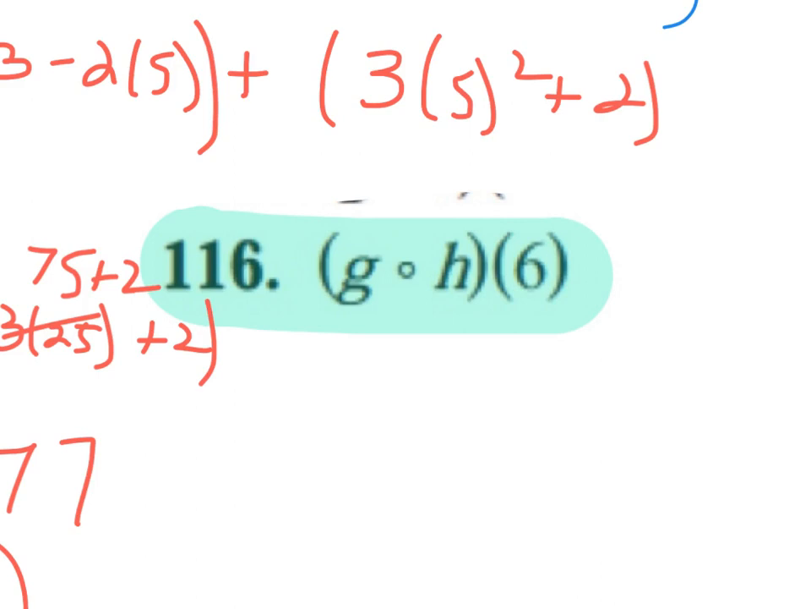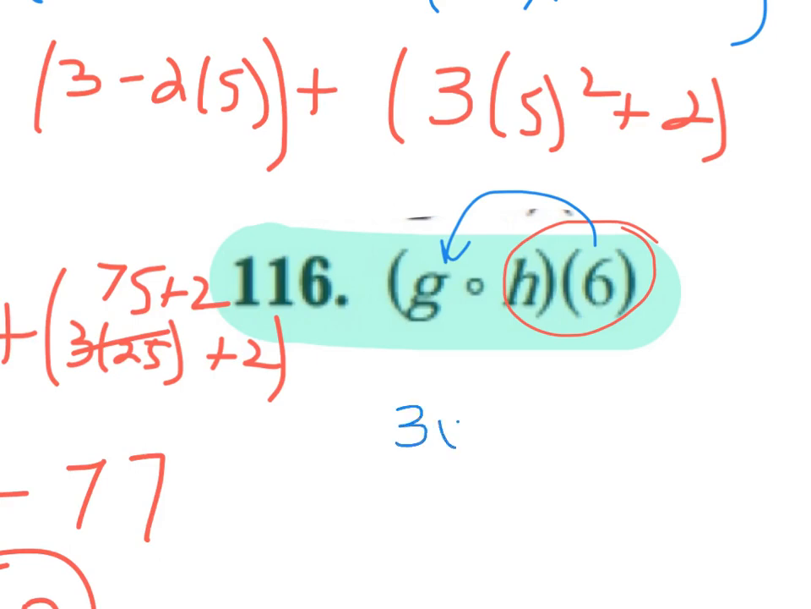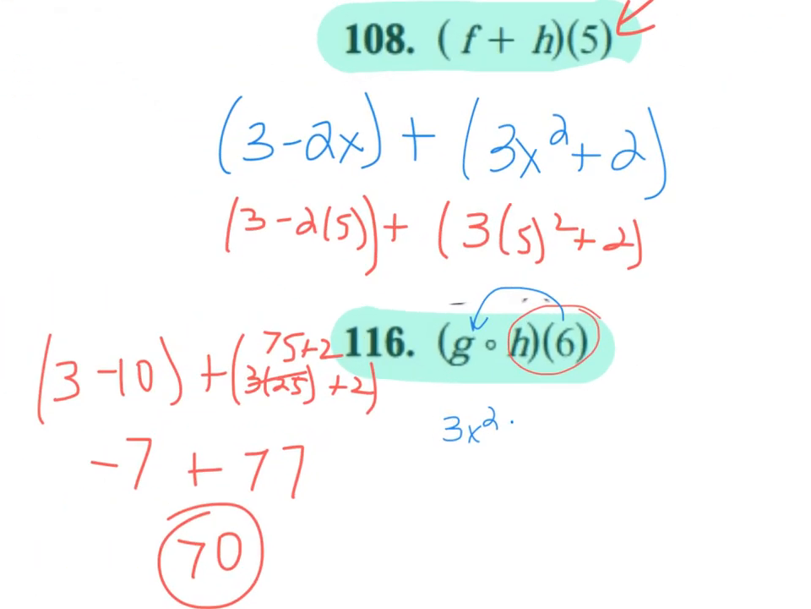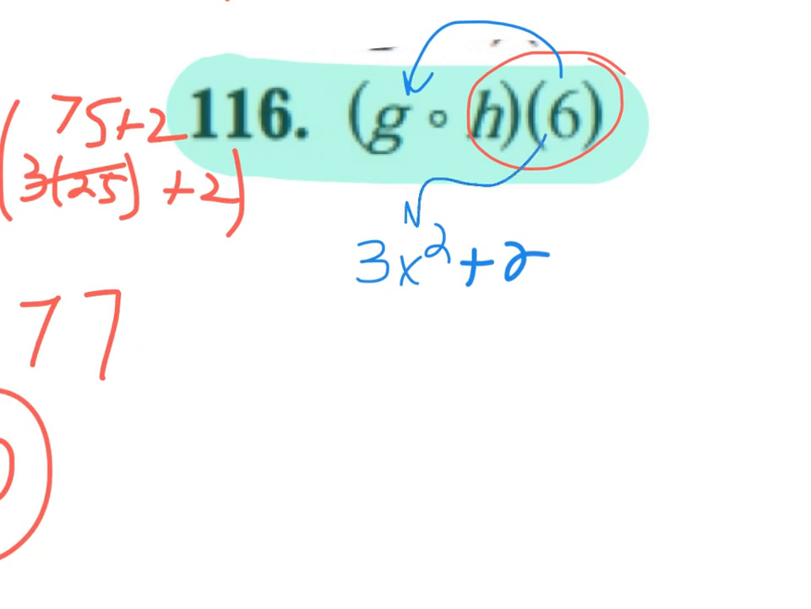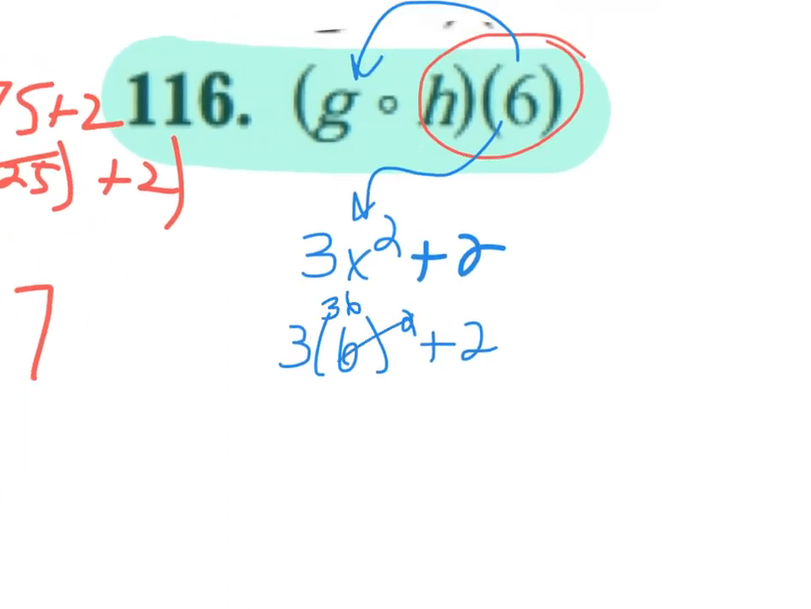This says G of H of 6. You plug 6 into H first. Do that first. Then once you get your answer, you plug that into the G. So the H function is 3x squared plus 2. What they want me to do first is plug in 6 right here. So I have 3 times 6 squared plus 2. What's 6 squared? 36. So 3 times 36 is 108, plus 2, which is 110.